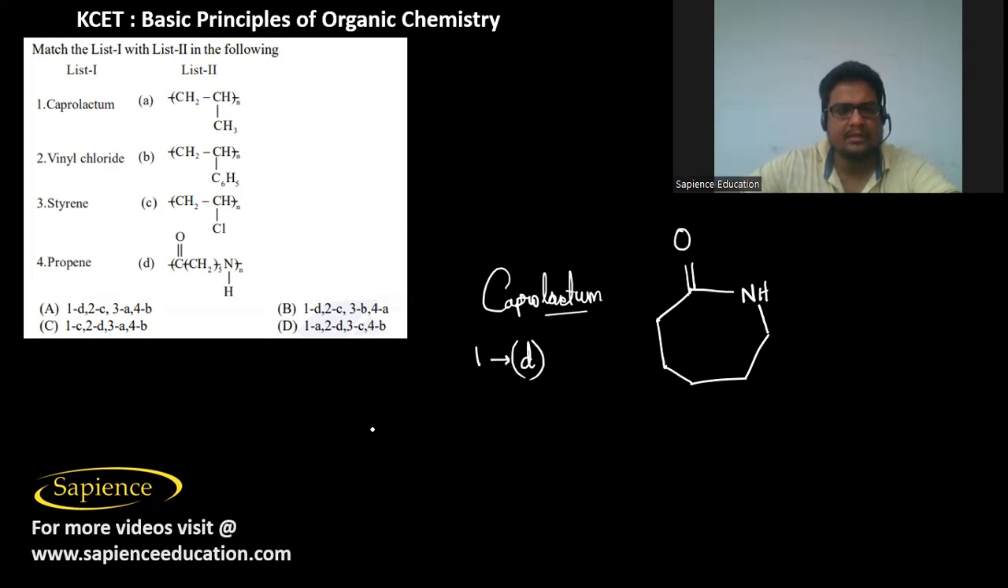And vinyl chloride means it is like this. This one is called vinyl chloride. So vinyl chloride is the monomer of polyvinyl chloride, which has been shown here. So 2 will match with C.